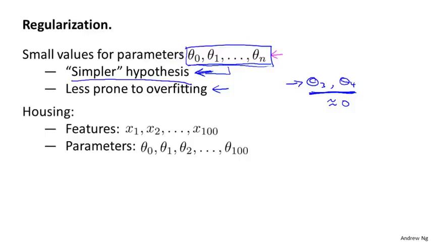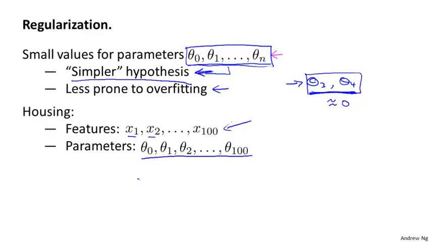For housing price prediction, we may have our 100 features that we talked about, where maybe x1 is the size, x2 is the number of bedrooms, x3 is the number of floors, and so on. And unlike the polynomial example, we don't know that theta 3, theta 4 are the high order polynomial terms. So if we have just a set of 100 features, it's hard to pick in advance which are the ones that are less likely to be relevant. So we have 100 or 101 parameters, and we don't know which parameters to pick to try to shrink.